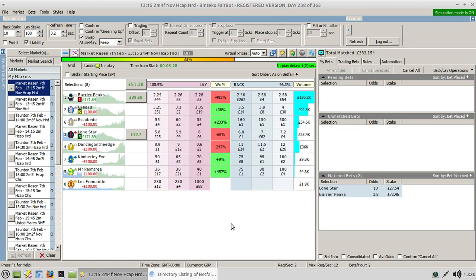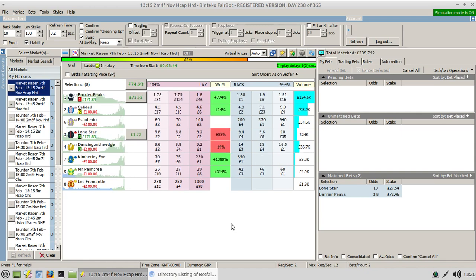So this is looking pretty good in actual fact. You'll see both runners are well in the green, and we're up to £60 near enough potential profit. There we are, 90. So this is looking really good.